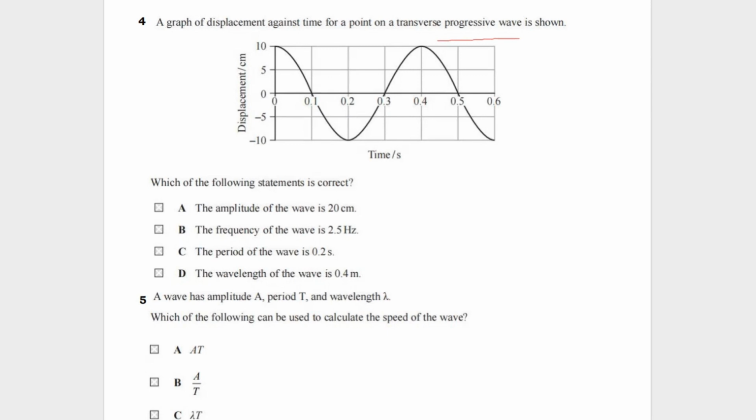So the first option is the amplitude is 20 centimeter. You know, the amplitude is the maximum displacement from the equilibrium position. This is the equilibrium and the maximum displacement is 10 centimeter.